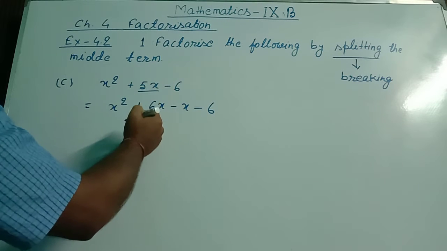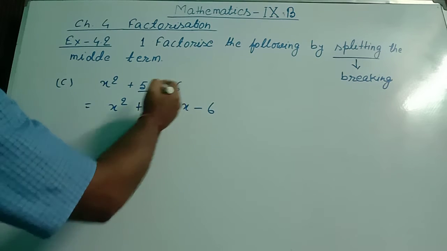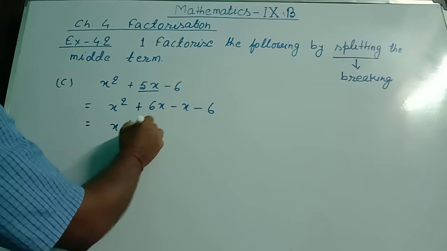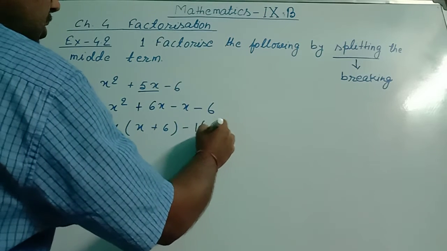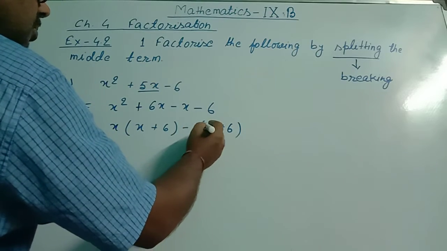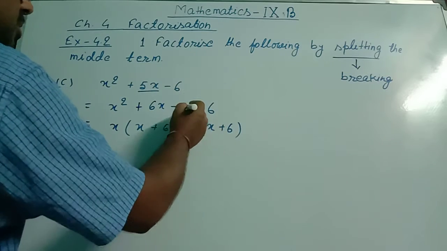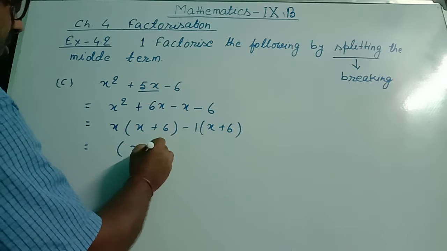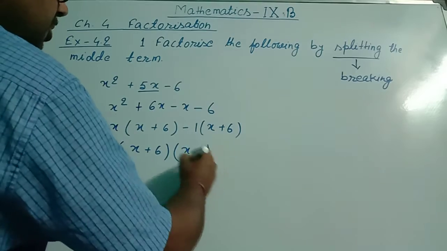6x minus x equals 5x, and the multiplication of the coefficients of these two, 6 into 1, equals 6. Now from the first two terms we will take common. As x became common, here is x plus 6. Minus 1 is common. What is left? x plus 6. What are we saying? x plus 6 is the common term, and what is left? x minus 1 is left.